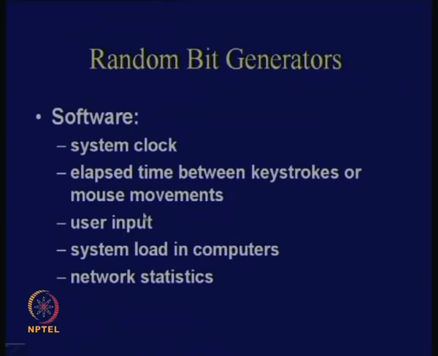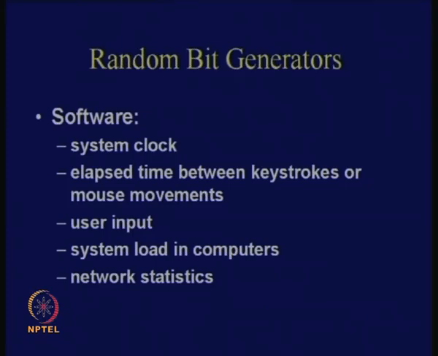And in software also there are certain things, for example the system clock. If I suddenly look at my system clock, it is something like a random number. Also the elapsed time between keystrokes or mouse movement, the user input, the system load in computers, the network statistics. These are some examples in software for true random bit generators. But these outputs are often not really unbiased or not really uncorrelated.